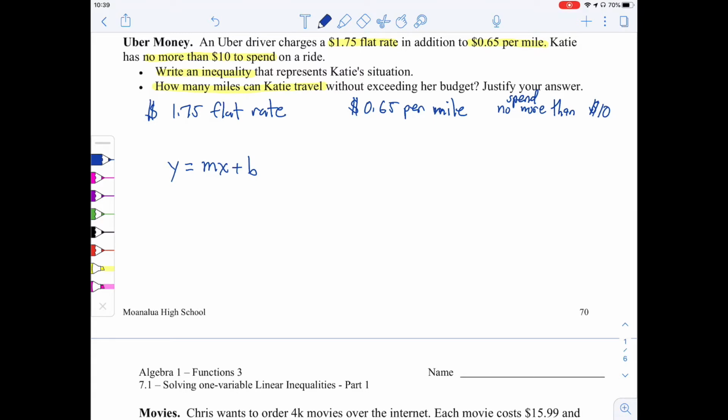So which one is our initial value? What do you start off with? Flat rate. So whatever you start, you just start with $1.75 automatic. That's your initial value, your y-intercept. And then you have your rate of change, which is given as 65 cents per mile. The "per" gives you the slope or your rate of change.